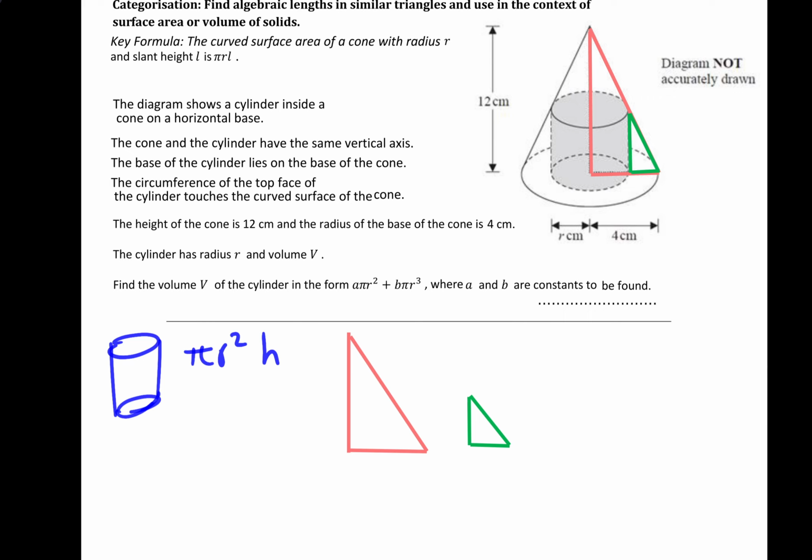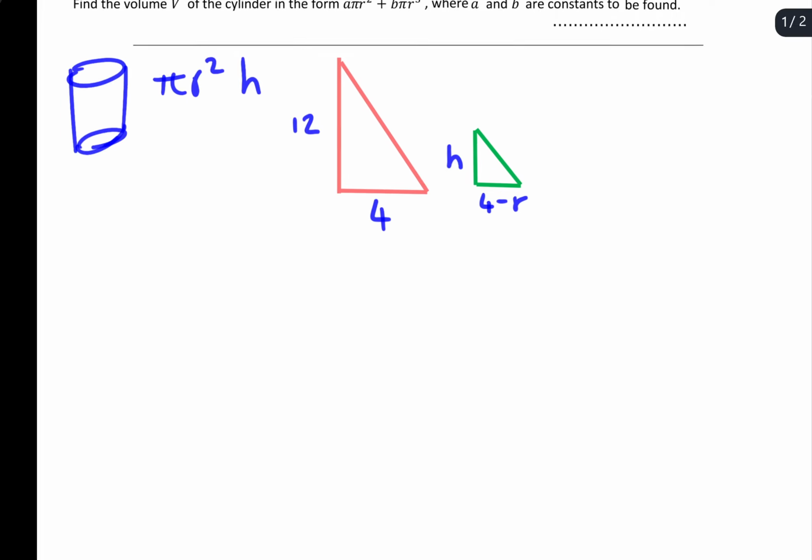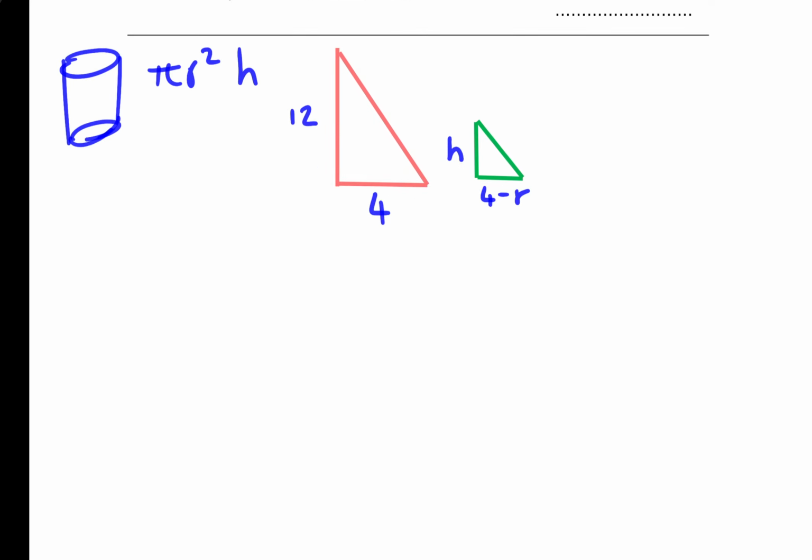So here what we're going to do is now just label all the sides. For the large triangle the height is 12 and the base length is 4. For the smaller triangle the height is just h, and the base length, which is here, is going to be 4 take away r. Now we've got two similar triangles here, and what we want to do is work out a way where we can make h the subject and then replace this h.